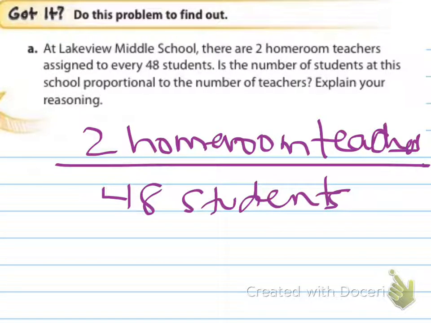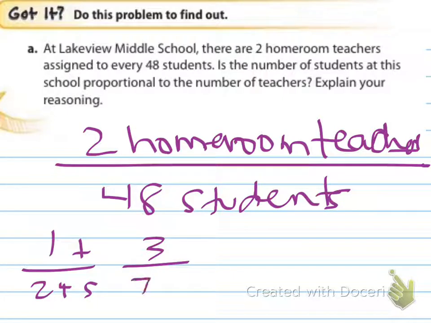So I know that this is proportional because if I doubled the amount of teachers, I would double the amount of students. If I made it just one teacher, it would be 24 students. Okay, so the ratio would still be the same. It would be equivalent. If it were 3, it would be 72 students. So for every 3 teachers, there's 72 students. So the reasoning is it is a steady rate of 2 teachers per 48 students.